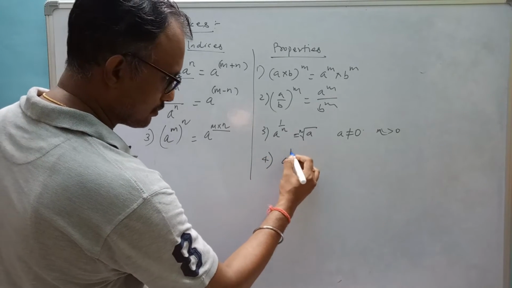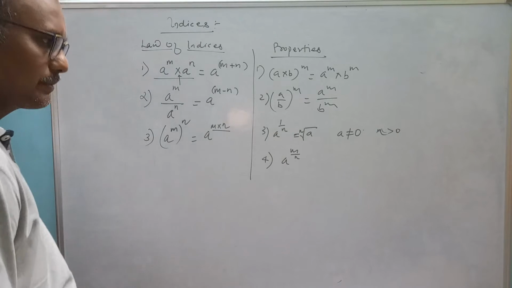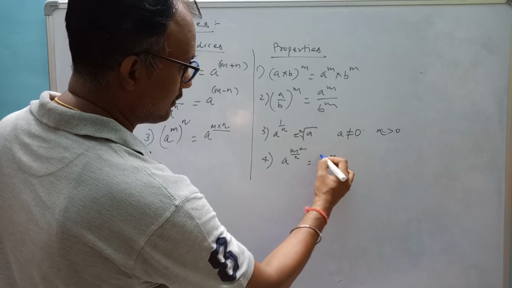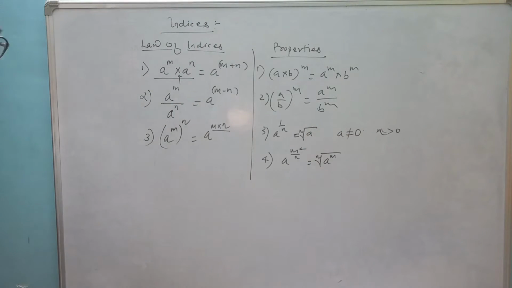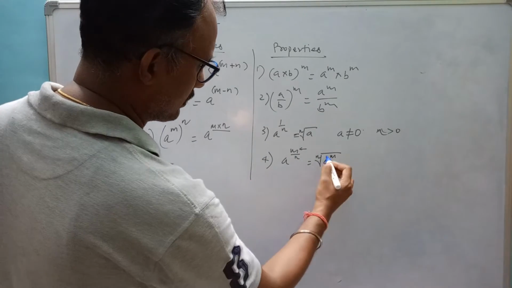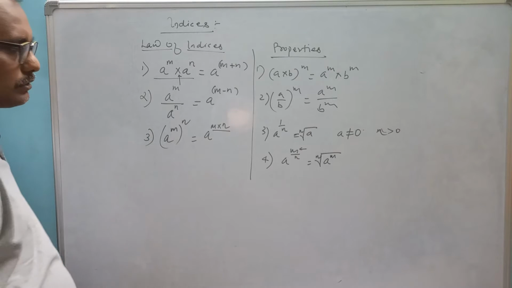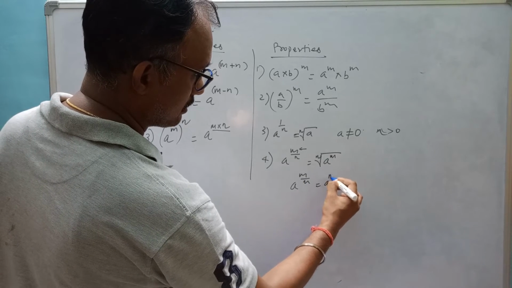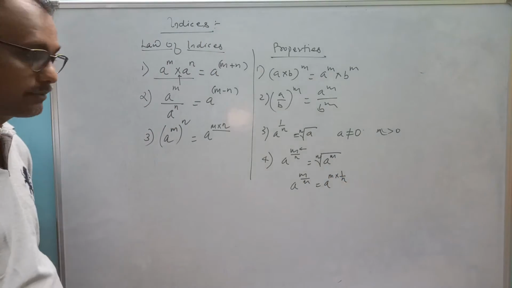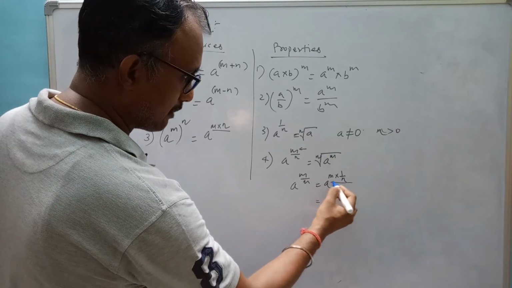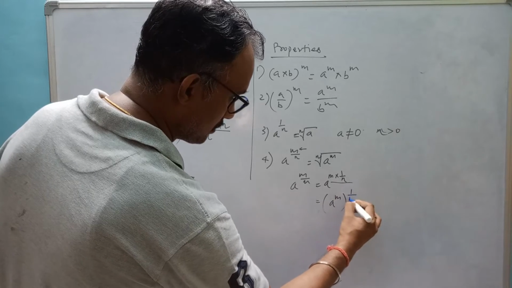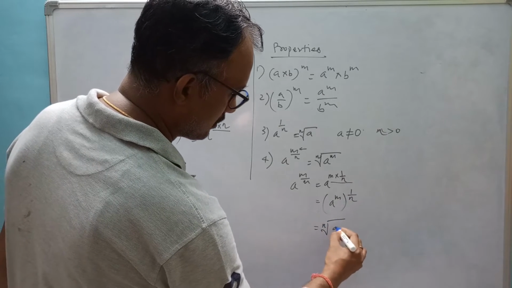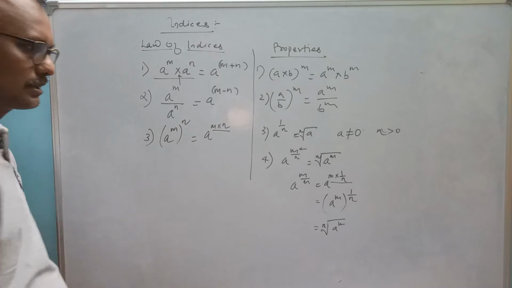Fourth, a raised to m upon n. This can be written as: what is the power? n, what is the root? So this can be written as the nth root of a raised to m. So you can do it both ways. Okay? Why? Because this is made from the base. Let's explain why this is m upon n: a raised to m multiplied by 1 upon n. I can write m divided by n. Now tell me, when we multiply it, this means a raised to m raised to 1 upon n, this formula, and this 1 upon n is the nth root. Simplification, just remember a little, okay?